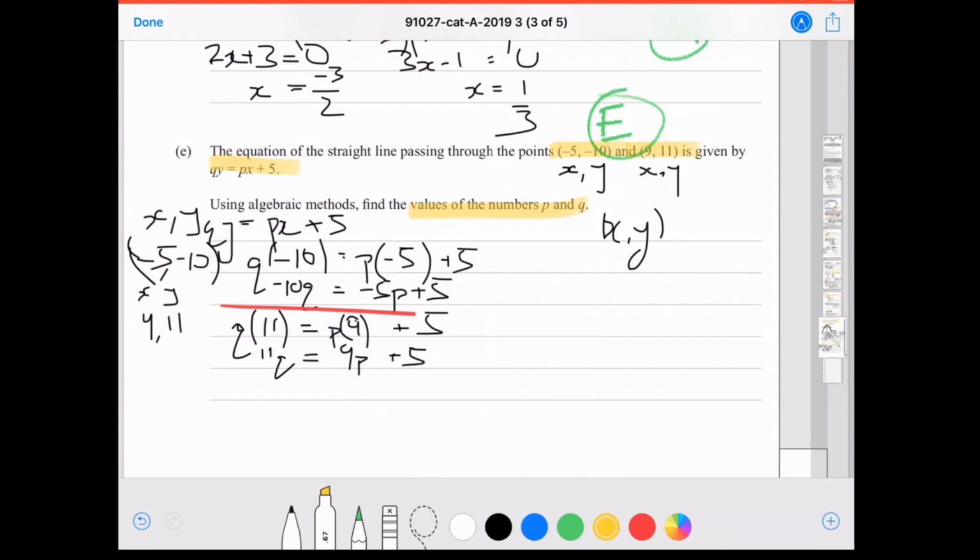And now we've got two equations, and remember we're trying to find p and q. And so we haven't got a simultaneous equation yet in this 2019 paper, but now we do. So how are we going to solve this? It would be difficult to use the substitution method because neither p nor q in either equation is on its own, right? So we can't rearrange to make them the subject. Let's use the elimination method.